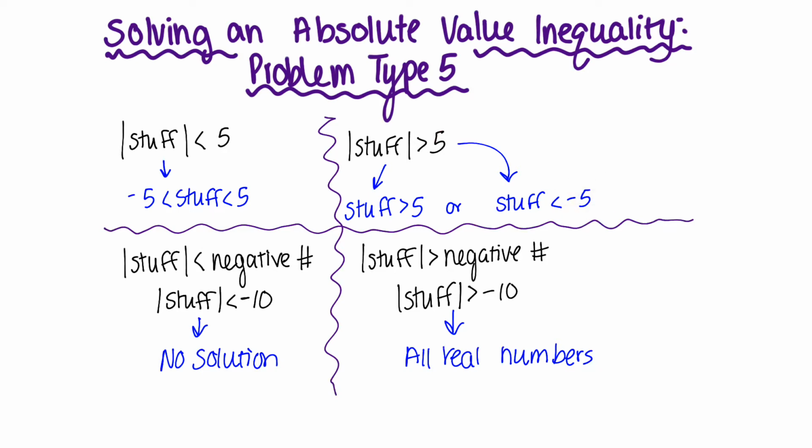The 2 special cases: if you have an absolute value that's less than a negative number, like stuff in here is less than negative 10, you're not going to have any solution at all because absolute values are positive numbers. Positives cannot be less than a negative. If the absolute value of whatever is greater than negative 10, then all positive numbers are greater than all negative numbers, so your answer is going to be all real numbers. Just keep that in mind as we go through these problems. Let's get started.